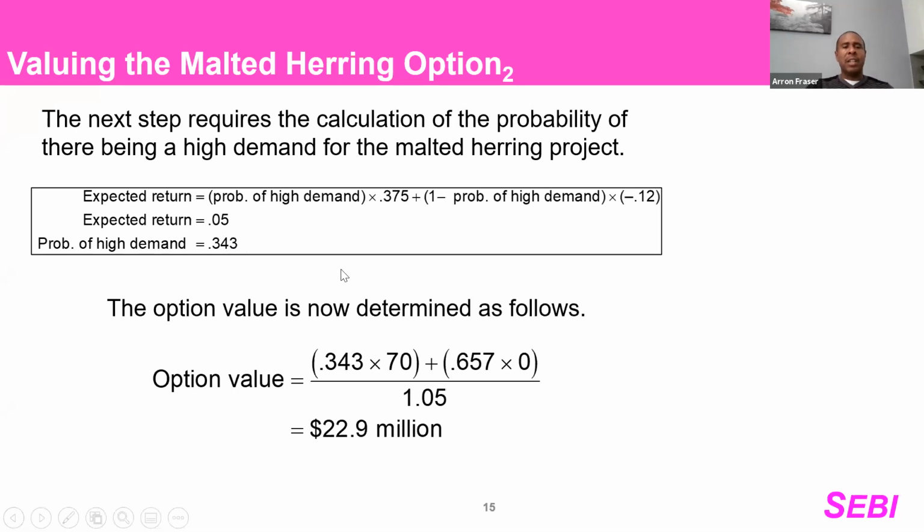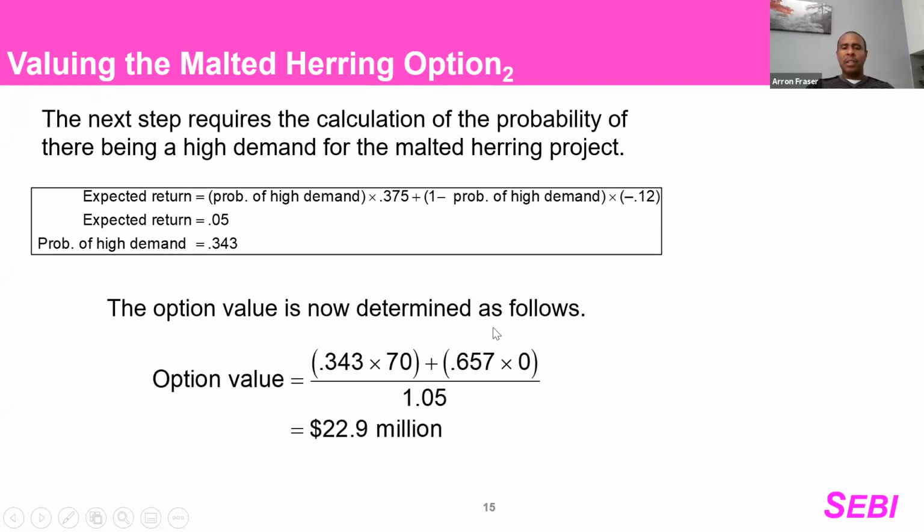We've calculated that based on the expected return, which is equal to the probability of a high demand times the return in a high demand situation, plus one minus the probability of high demand times the return in a low demand situation. Once you work that out, the probability of a high demand would be 0.343. You can do the math and end up with 0.343.